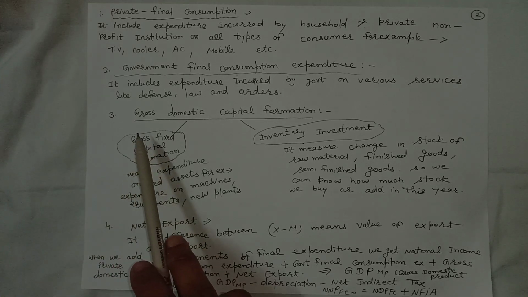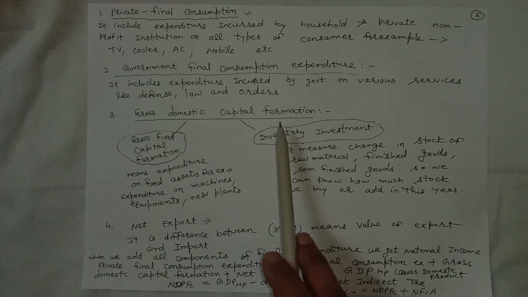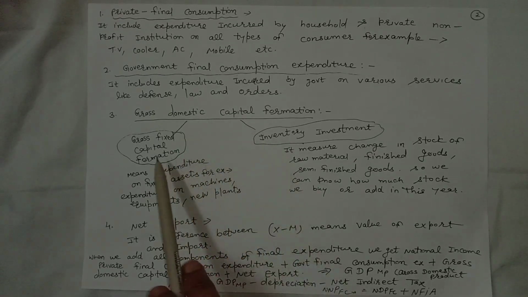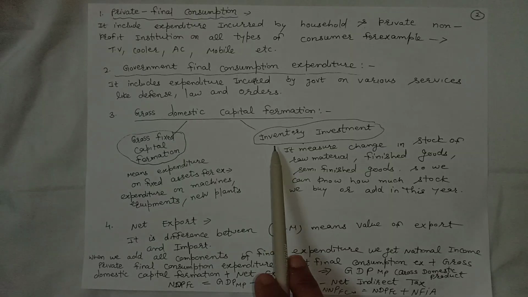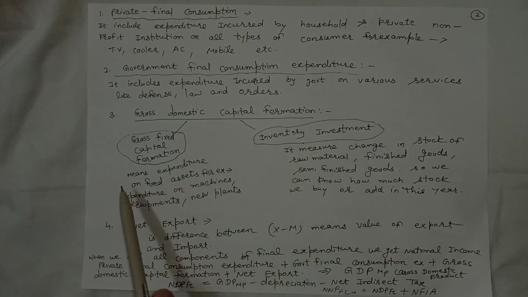And then third is gross domestic capital formation. That is divided into two parts now. First is gross fixed capital formation. Then second is inventory investment.